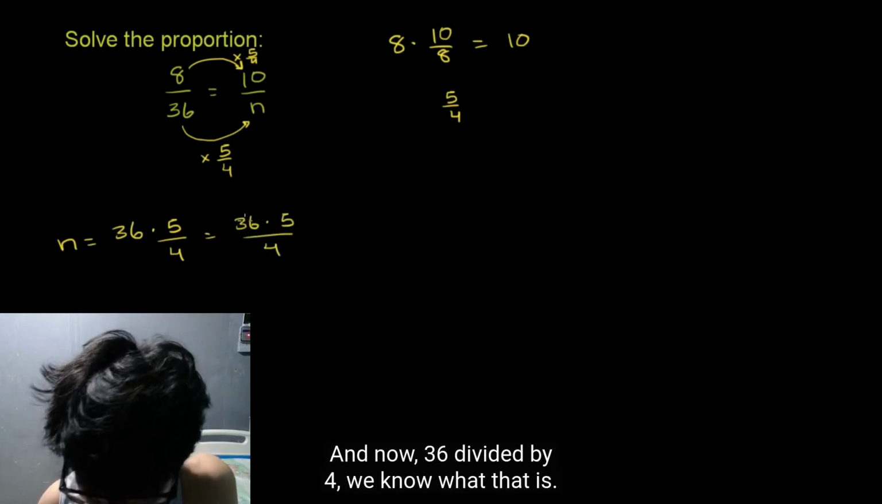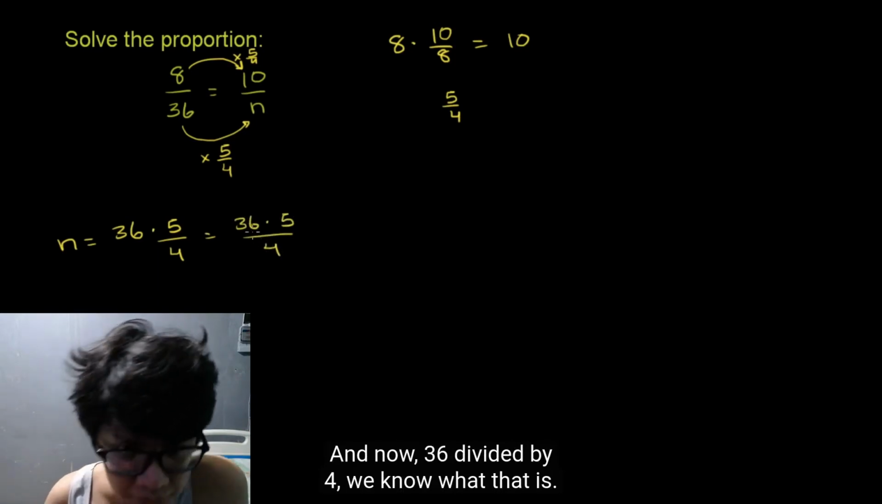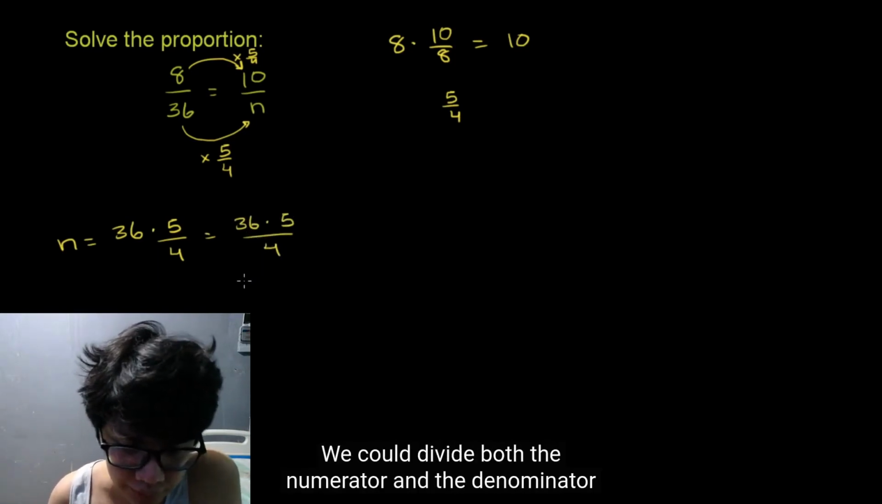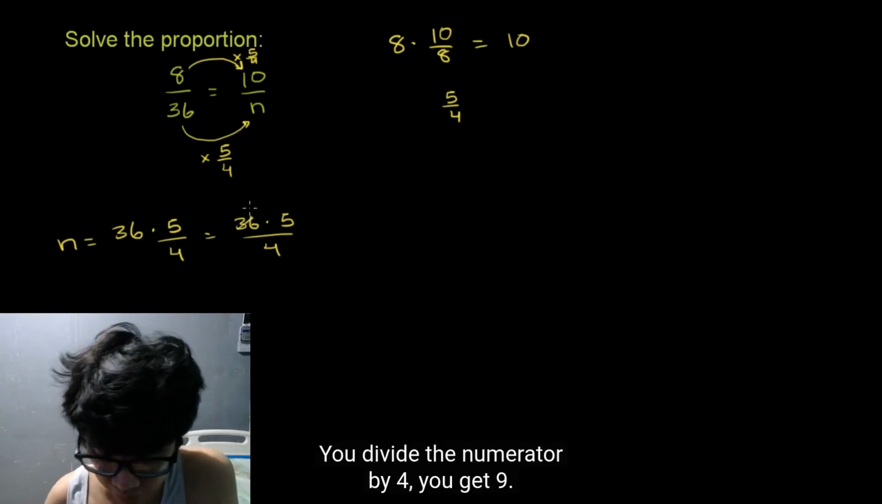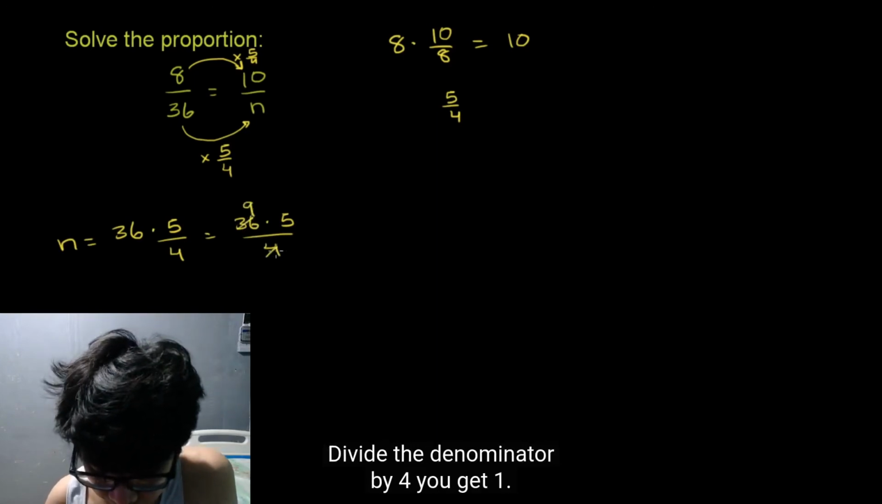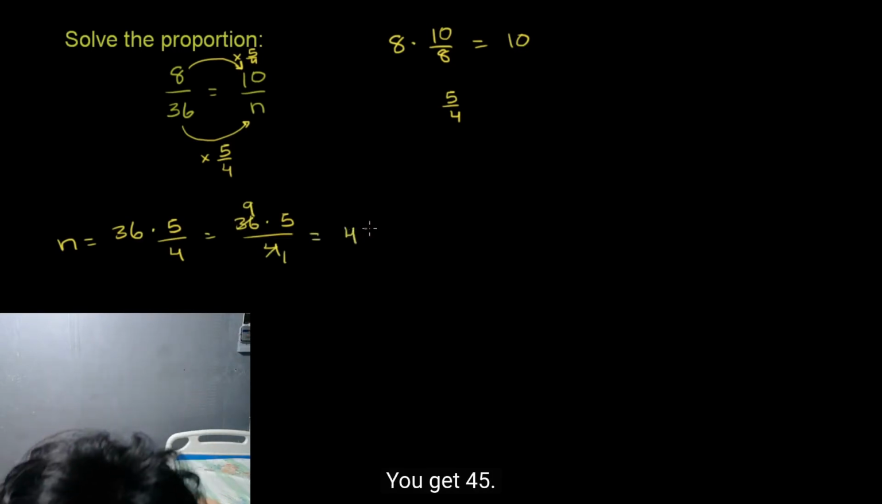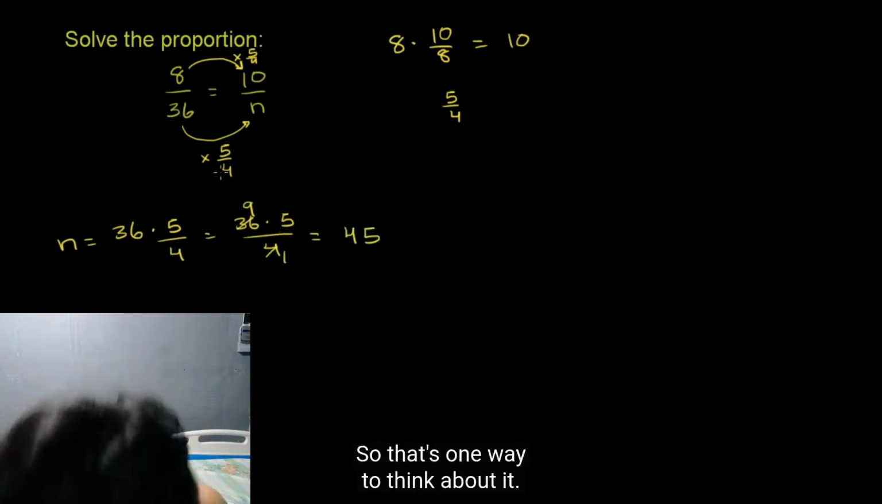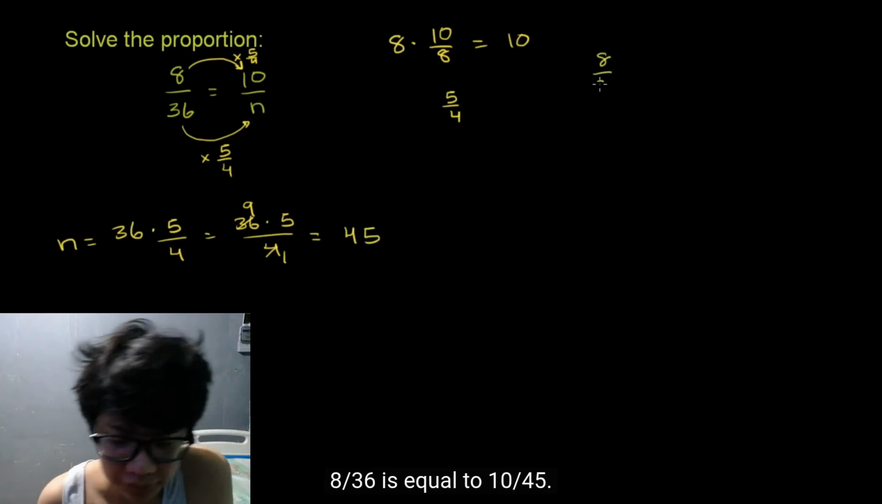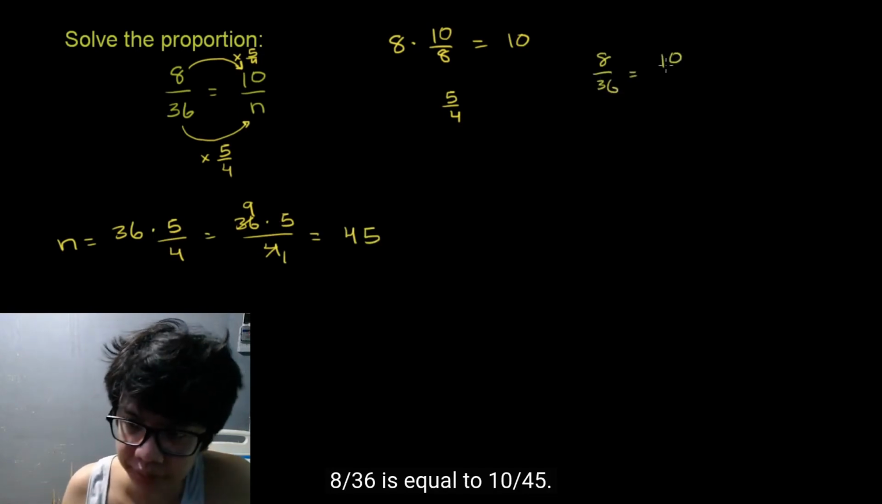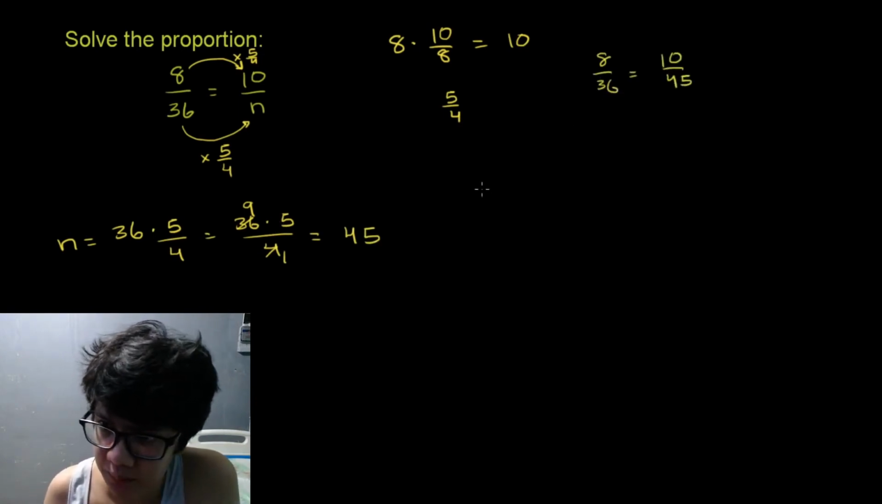And now, 36 divided by 4, we know what that is. We can divide both the numerator and the denominator by 4. You divide the numerator by 4, you get 9. Divide the denominator by 4, you get 1. You get 45. So that's one way to think about it. 8 over 36 is equal to 10 over 45.